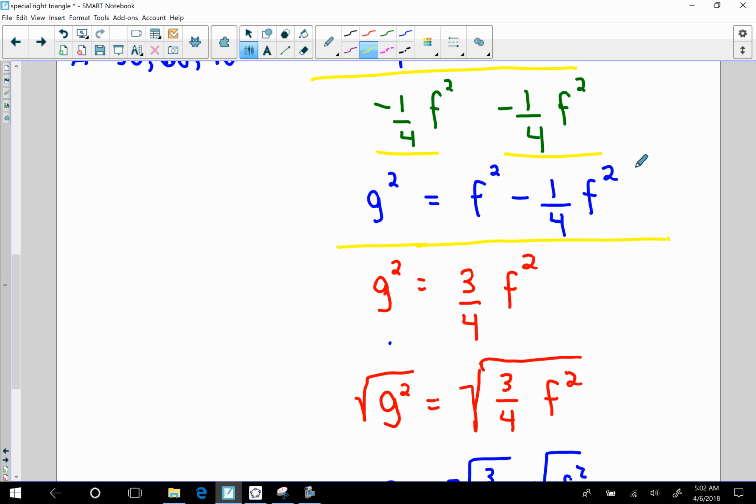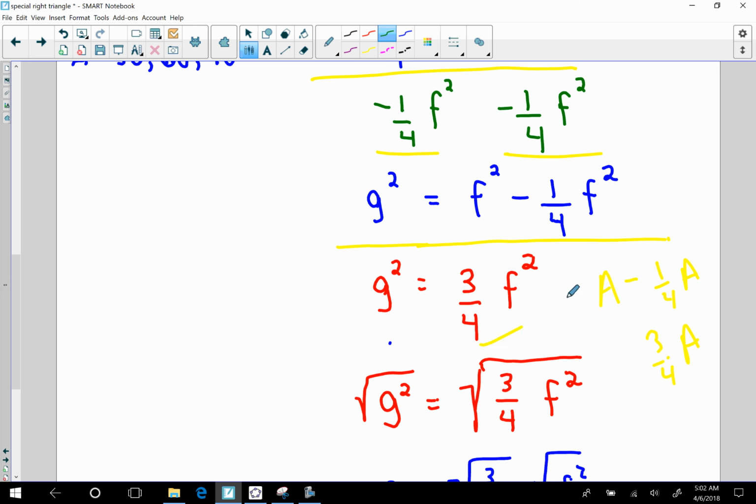And if I have a whole of something, if I have 1 f squared minus 1/4 f squared, that's going to give me 3/4 f squared. That's simple algebra. If I have A minus 1/4 A, that's going to be 3/4 A. That's where this rascal comes from. But now I want G.